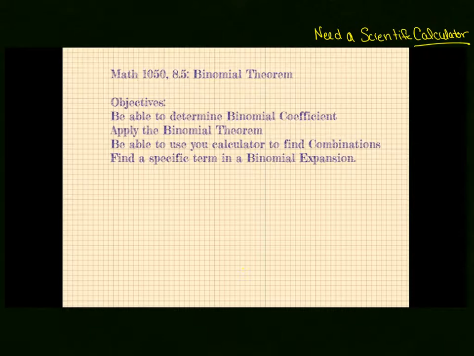So objectives: you want to be able to determine the binomial coefficient. Remember, binomial is a two-term expression. You want to be able to apply the binomial theorem, be able to use your calculator to find combinations, and with that I'd also put factorials, but we've already done factorials in section 8.1. And then finally, we're going to find specific terms in a binomial expansion.